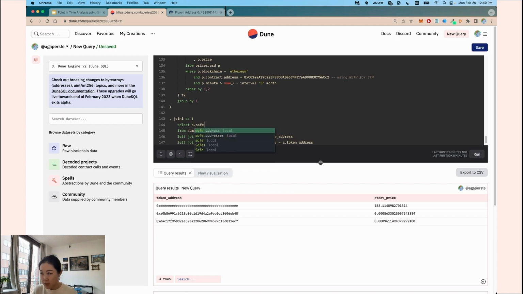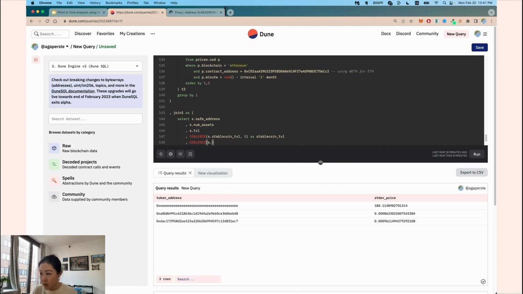First things first, we want the safe address. Then we want the number of assets that we already grabbed. We want the total value locked that we already got. Then we want to get stablecoin and non-stablecoin side of things. Sometimes it could be null and we want to just make it 0 in the case it's null. So we're going to apply coalesce and then s.stablecoin TVL. If it's null, then it's 0. And this would be our stablecoin TVL. Same thing, coalesce on s.non-stablecoin TVL. If it's null, then it's a 0. And that will be our non-stablecoin TVL.